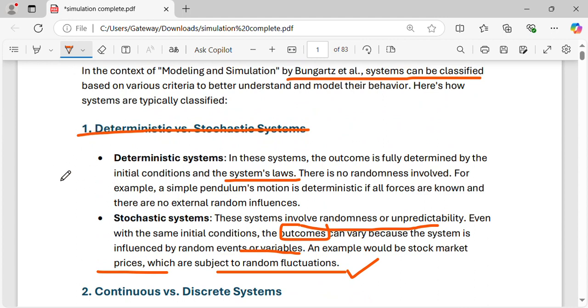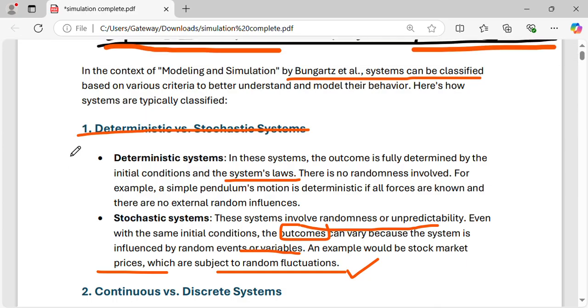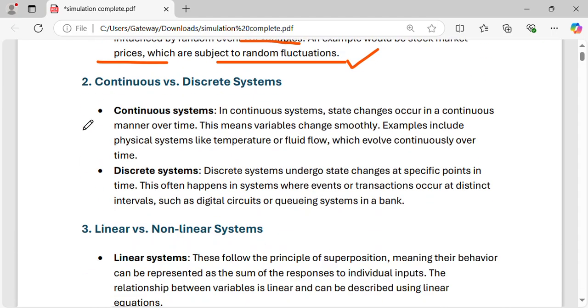So, understood that there could be random systems, and then there could be systems which don't have any randomness, and they are deterministic. If you read all of these systems, you may find that these systems are kind of correlated to each other. Maybe the systems that are deterministic can also be discrete or continuous. These are all going to be linked together. Then we have continuous and discrete systems.